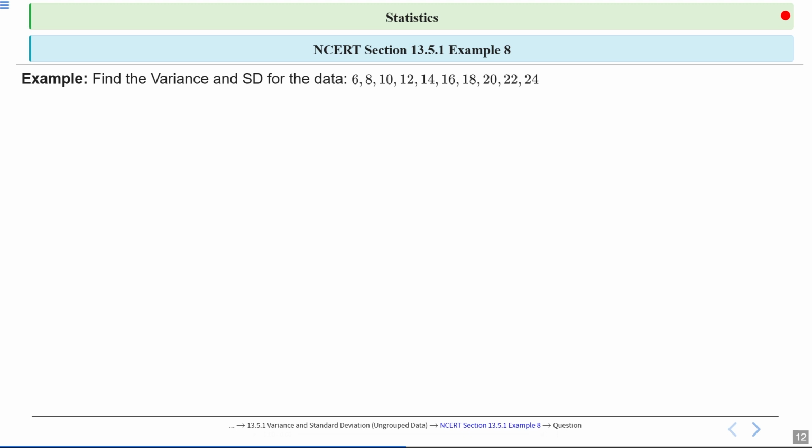Now let's look at an example. So we are given a set of data: 6, 8, 10, 12, 14, 16, 18, 20, 22, 24. Our goal is to find both the variance and standard deviation for this data.